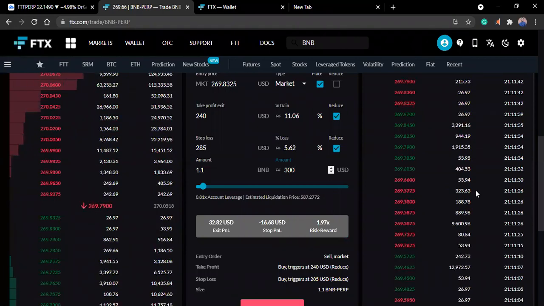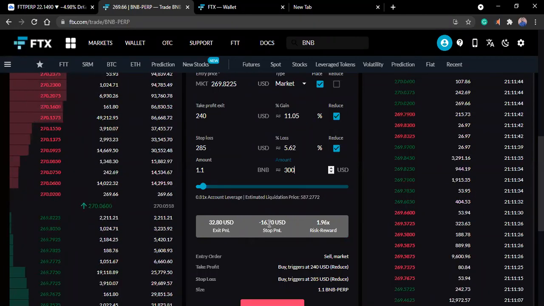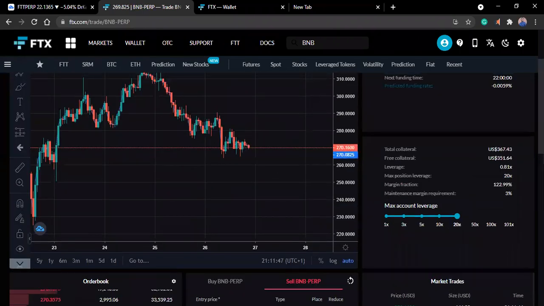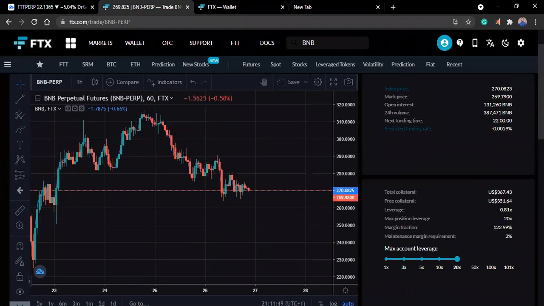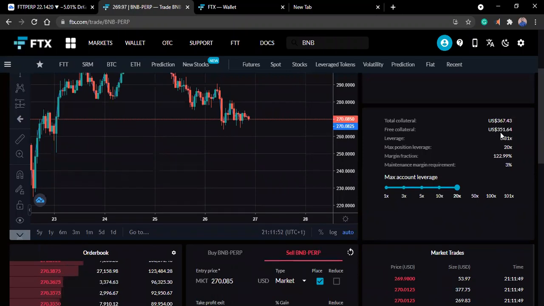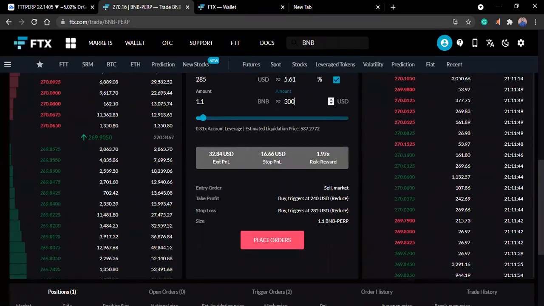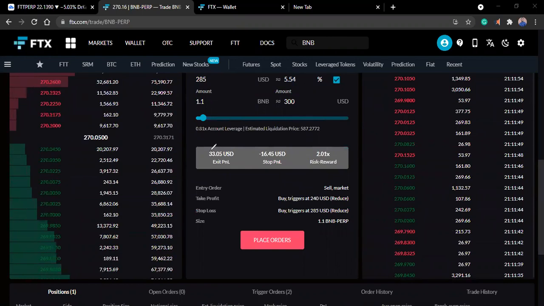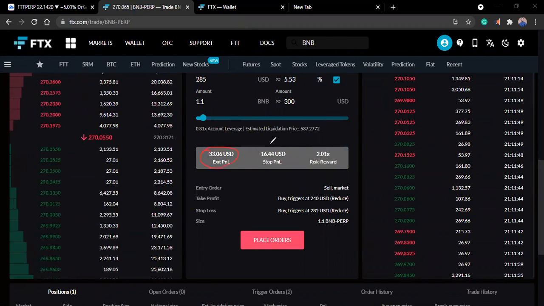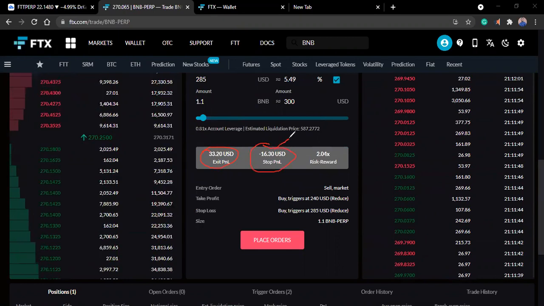So if I enter this trade now, automatically this $16, they are going to remove it from this collateral that I have here. So let's enter. So do 351 minus 16. Then you see what I'm talking about. If I place this trade now, it's telling me that if this market goes in my favor, if I'm right, I'll make $33. If I'm wrong, I lose $16. So I already know how much I'll lose if I'm wrong.